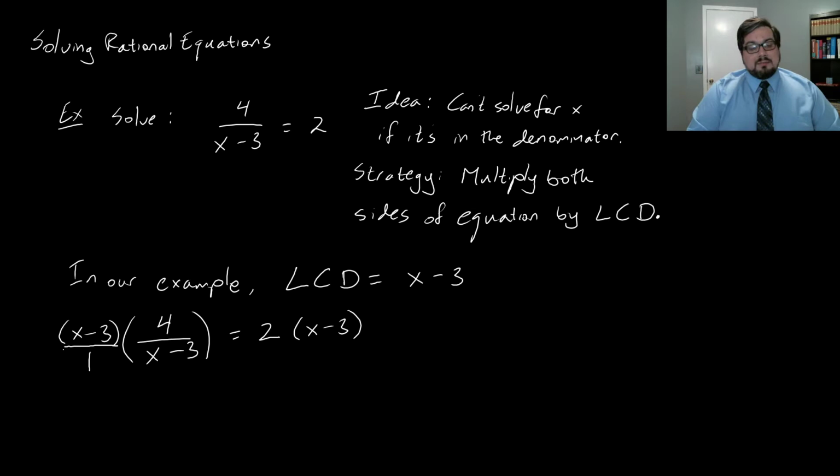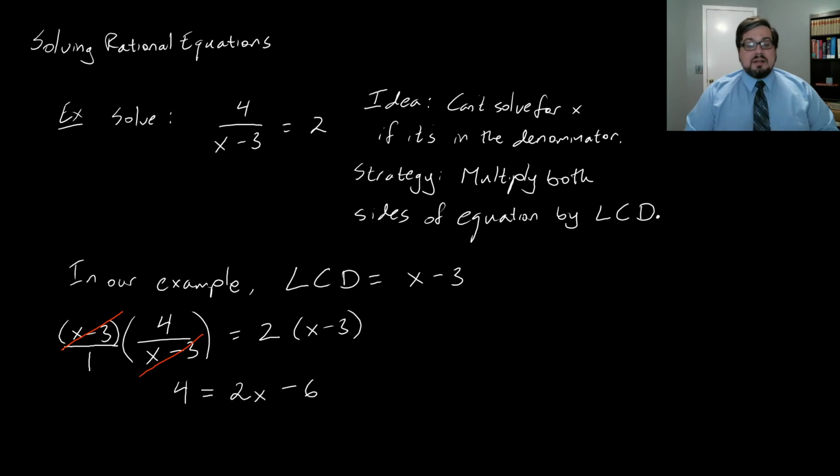You'll notice that in the multiplication on the left, we've got an x minus 3 factor in the numerator and an x minus 3 factor in the denominator, which are exactly going to cancel each other out. Which means that on the left, this whole product simplifies to just being 4. And on the other side of the equation, we've got 2 times x minus 3. So we can distribute that 2 through and write this as 4 equals 2x minus 6.